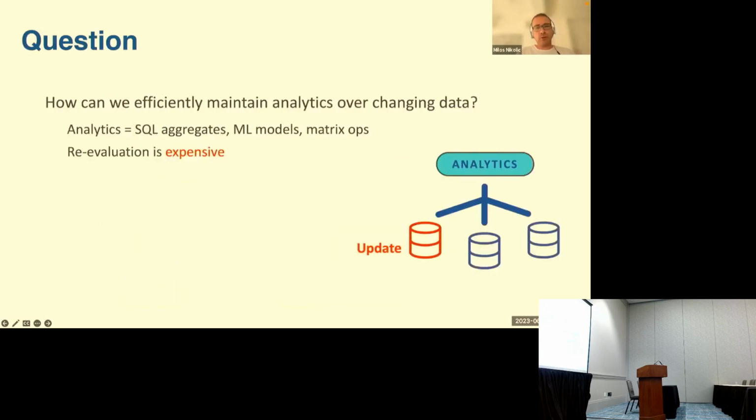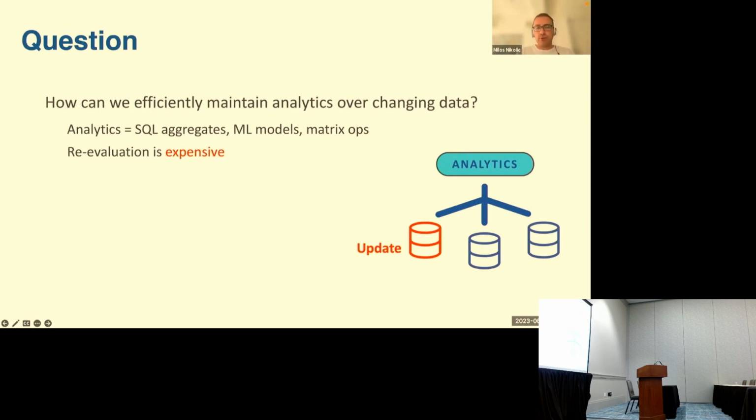The question we want to answer is how can we efficiently maintain analytics over datasets that consist of multiple relations, and these relations can change over time. And to clarify, by analytics, we don't just mean SQL aggregates, but also more complex analytics such as machine learning models and linear algebra programs with matrix operations. Now, re-evaluation from scratch on every update is often very expensive, especially if the updates are frequent and the data set is large in size.